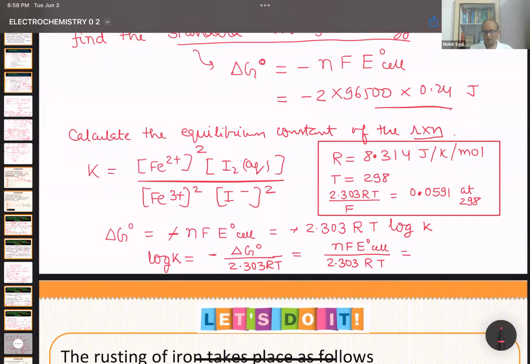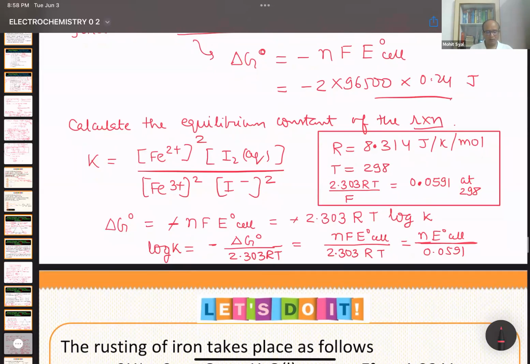So this is E0 cell upon 2.303 RT by F n, E0 cell by 0.059. And from the equation of E0, you can get the value of log K. Okay, now how will you simplify? This is the formula.